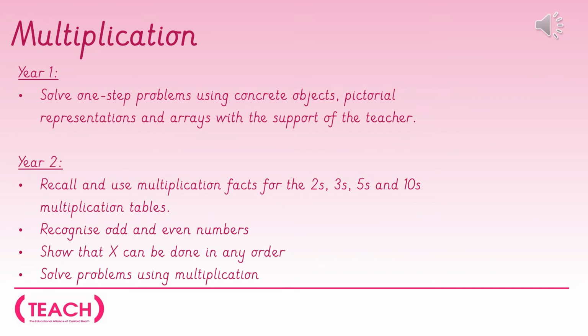For multiplication in year 1, we have to be able to solve one-step problems using objects, pictures or arrays with the support of the teacher. In year 2, we recall and use multiplication facts for the 2s, 3s, 5s and 10s. This is also where we link in the TT Rockstars. We have to recognise odd and even numbers, and we have to show that multiplication can be done in any order. So therefore we might have 3 times 4, but then we know that we can switch it and say 4 times 3. And we then move on to solving problems using the multiplication knowledge.